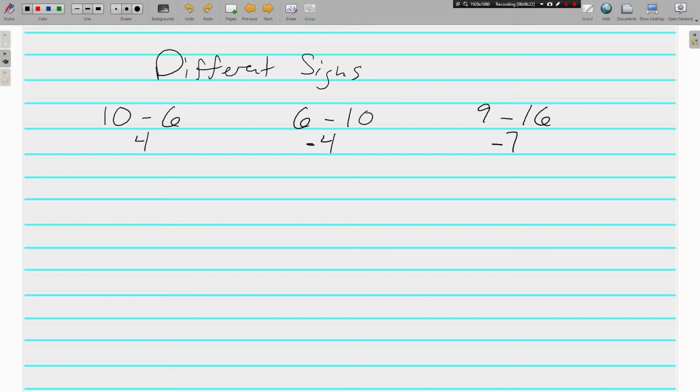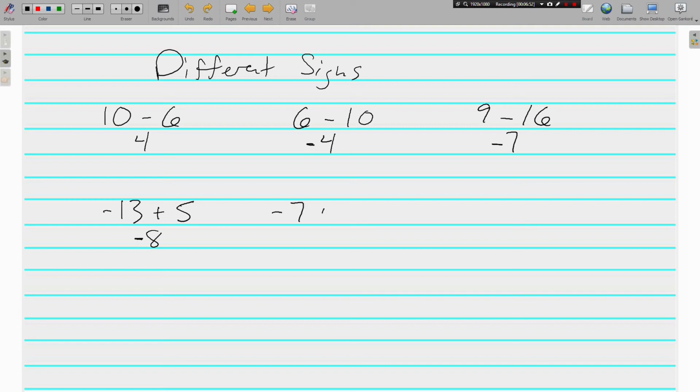All right, a few more. Negative 13 plus 5. The signs are different. I've got a negative and a positive, which means I'm going to subtract. 13 minus 5 is 8. And which of these two numbers is stronger, the 13 or the 5? The 13 is. That means we have negative 8.